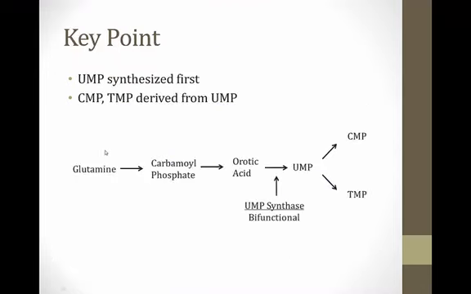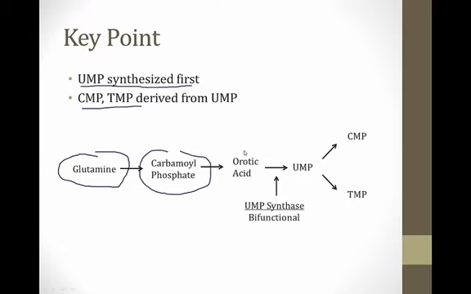So here's a summary slide of key points to remember about pyrimidine synthesis. Uridine monophosphate is synthesized first. CMP and TMP will be derived from uridine monophosphate. We'll talk about that in a minute. So you begin with the amino acid glutamine, you convert it to carbamoyl phosphate, and that is converted to orotic acid, which is then converted by the bifunctional enzyme UMP synthase into uridine monophosphate. There are, of course, many more steps than I've shown on the slide here, but I have summarized them into the most important ones that you need to know as a medical student.